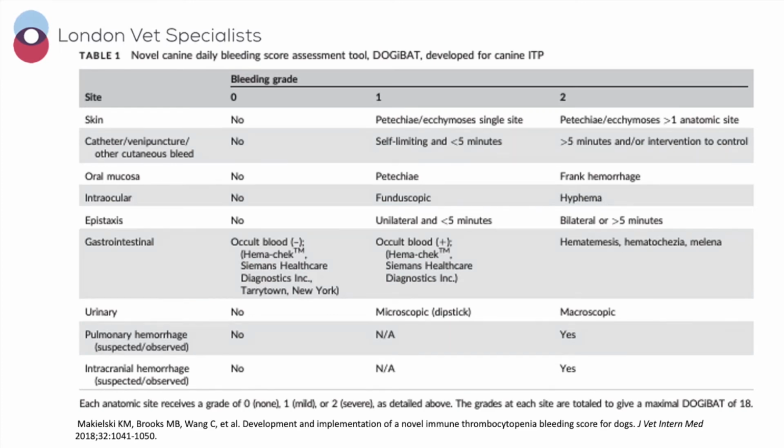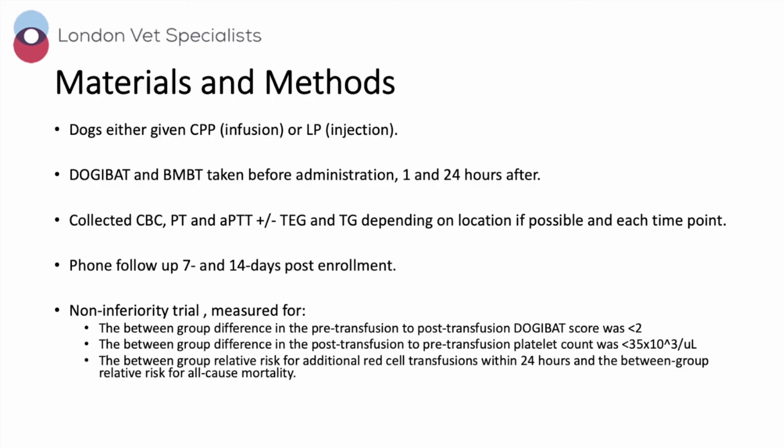And this is just the DOGGY BAT score, just to cover this before we move on. So this is from the 2018 paper, and each area that's used for the score is given a grade from 0 to 2, and 2 is severe, and it should give a maximum score of 18. And this was used in this current study to help evaluate the patient and use as a variable between the 2 platelet products.